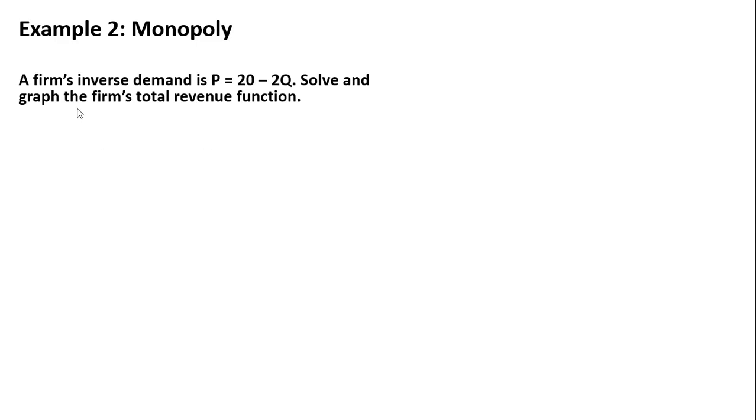All right, let's move on to example 2. In example 2, we've got a monopoly. The monopoly faces an inverse demand of price equals 20 minus 2Q. We want to solve and graph the firm's total revenue function.